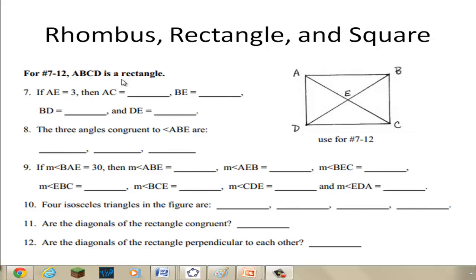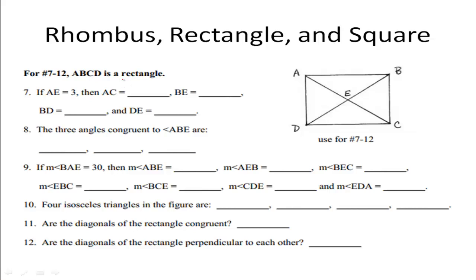It says rectangle ABCD is a rectangle. Automatically, when you see that this is a rectangle, properties of the rectangle should pop up in your mind. And remember, the rectangle has all the properties of a parallelogram, plus the diagonals are congruent. Okay, so knowing that, let's answer these fill in the blanks.